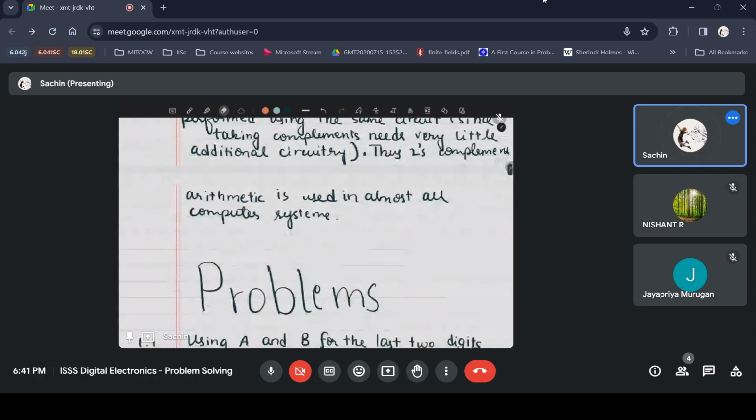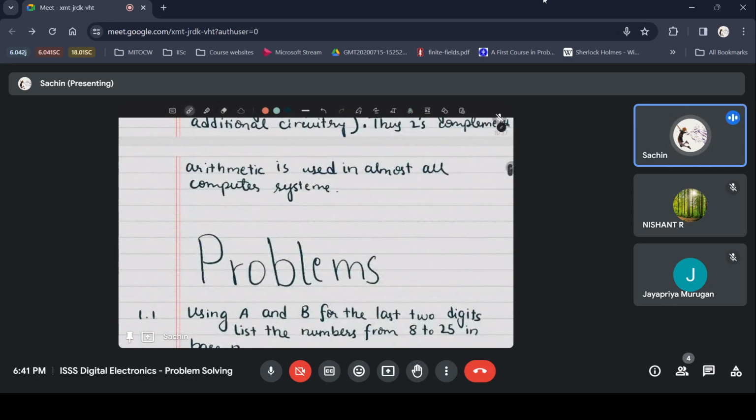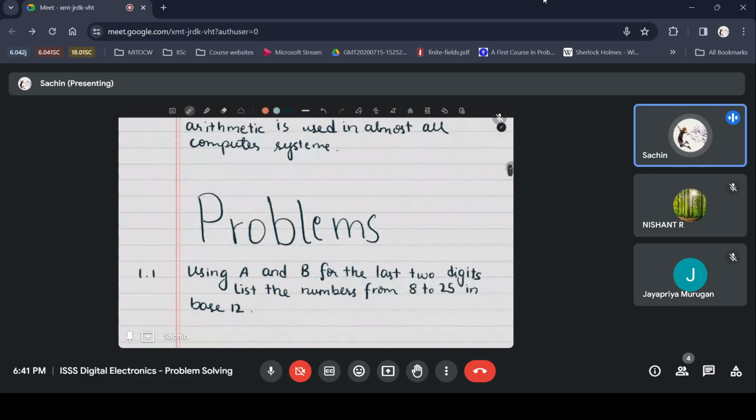Okay. So we have looked at the theory behind all this. We'll do a few problems to hammer home the concept.